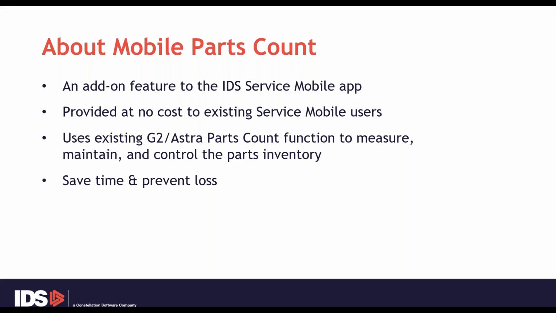It uses the existing G2 Astra parts count function to measure, maintain, and control the parts inventory, right? So this is all about streamlining the parts count, getting it off of paper count sheets, and having those counts inputted right into the system from a mobile device, so you're not having to carry a laptop around or a clipboard with a sheet of paper. And really the goal here is we want to save dealers time and prevent loss. That's why we do parts counts, is the second half of that, right? To prevent loss. So we want to make it as efficient as possible.